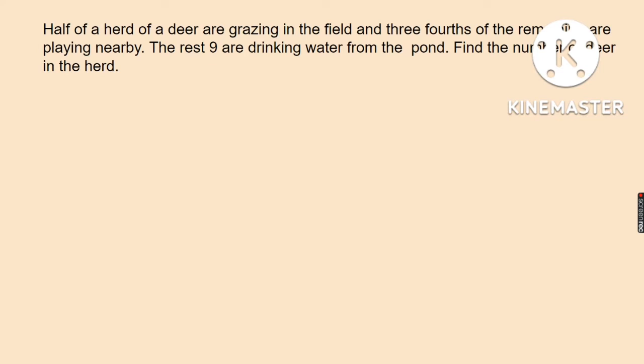Here is the statement of the sum. Half of a herd of deer are grazing in the field and 3/4 of the remaining are playing nearby. The rest, 9, are drinking water from the pond. Find the number of deer in the herd. Let us understand this statement by visualization.